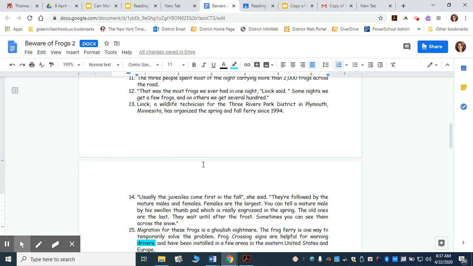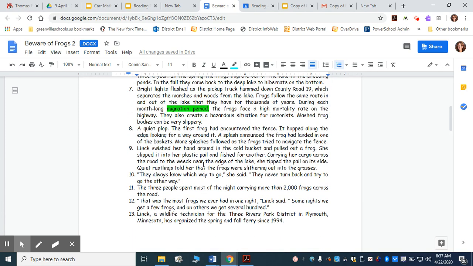Okay, so the title of the article is Beware of Frogs. Maybe that can help us think more about why we keep seeing words about frogs and danger repeating. Let's try to put our clues together. Frogs are migrating, so they are moving, and they seem to be in danger. They were in danger and they were dangerous to drivers. So we have those clues.